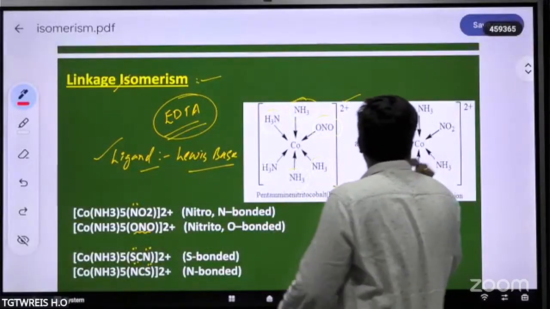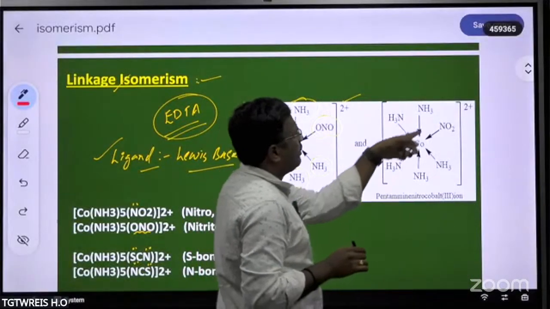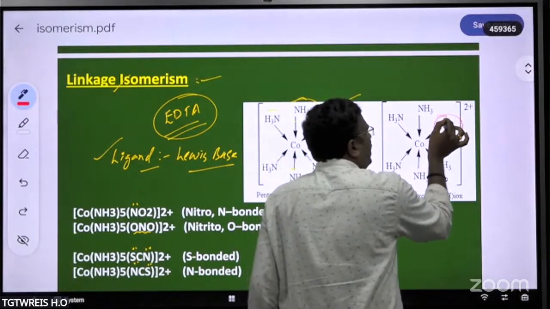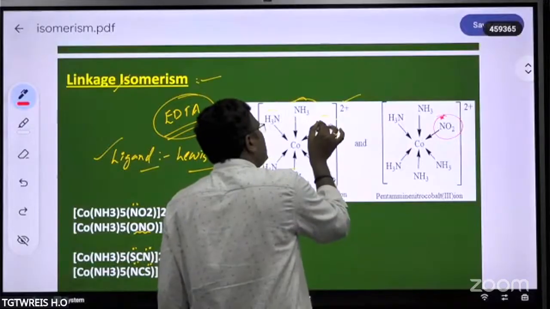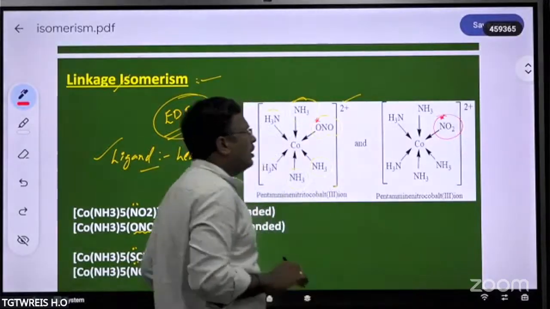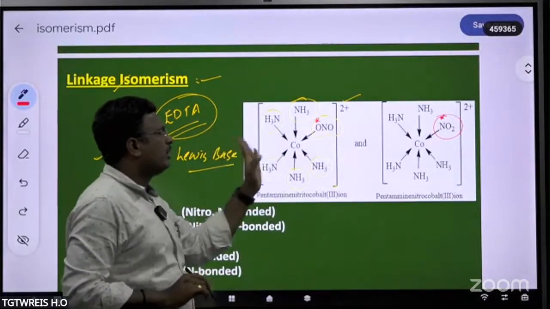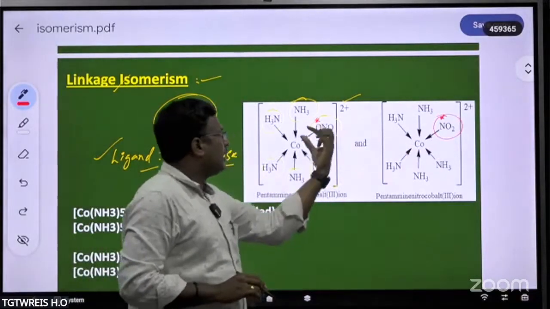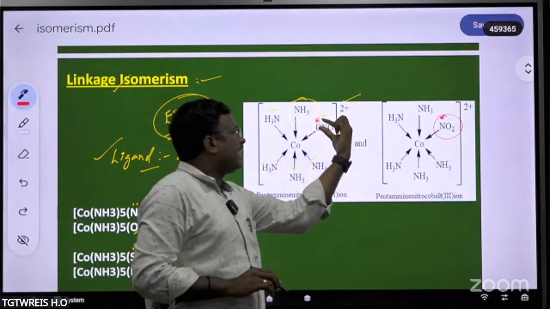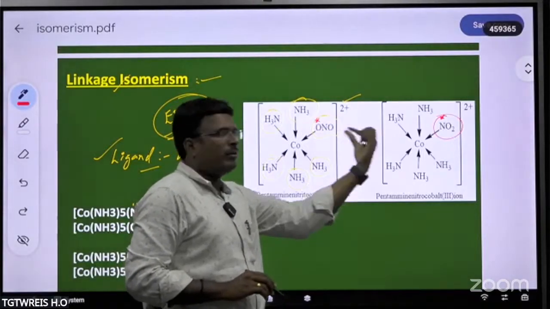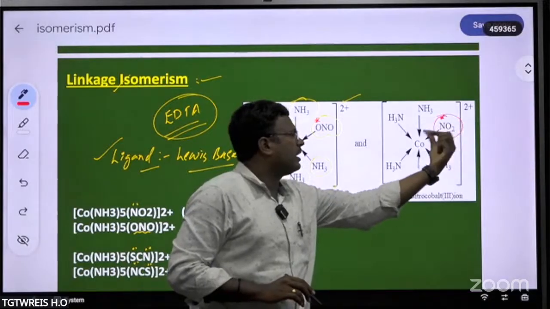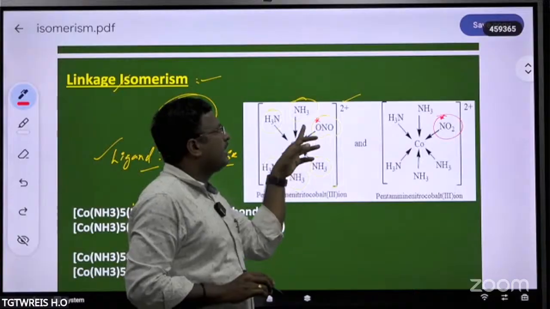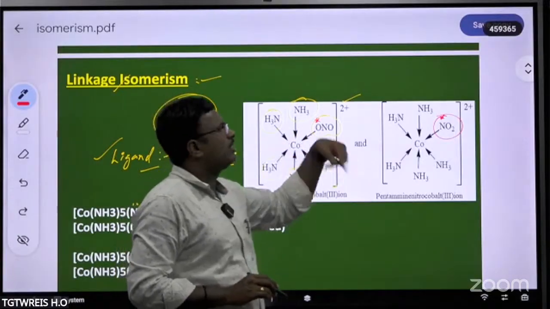Now you will go to the second compound. Five ammonias are there, but here the ligand acts through the oxygen element, and here through the nitrogen element. Both have the same molecular formula. NO2 here is also NO2, but here oxygen acts as the ligand, and here nitrogen acts as the ligand. So it is the same molecule, the same ligand, acting one time through oxygen and another time through nitrogen.